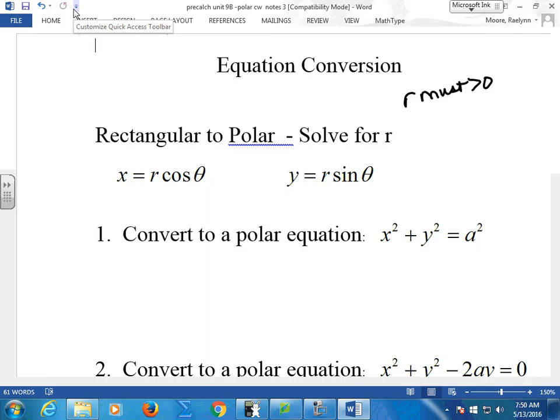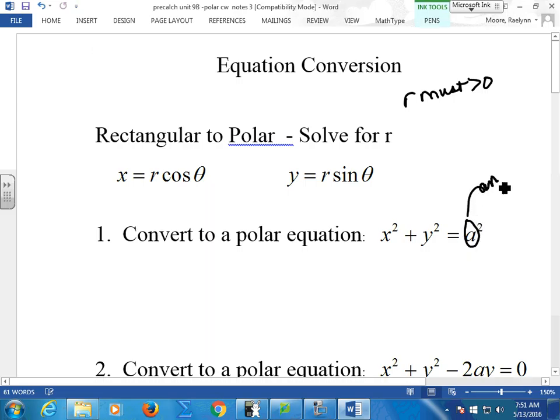Okay, so we have two basic equations. x is equal to r cosine theta and y is equal to r sine theta. Again, the x goes with the cosine, the y goes with the sine. Anytime you have a rectangular equation and we want to convert it to a polar equation, we're just going to use these pieces and replace this. Now this a stands for any number.